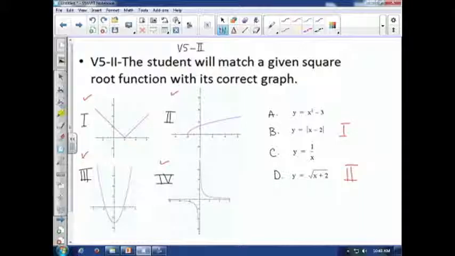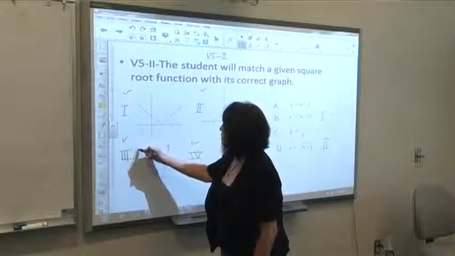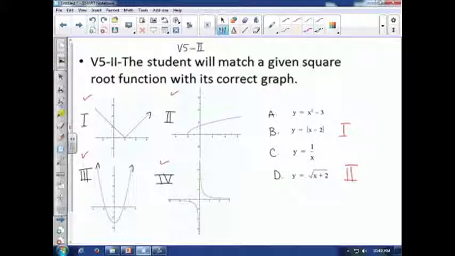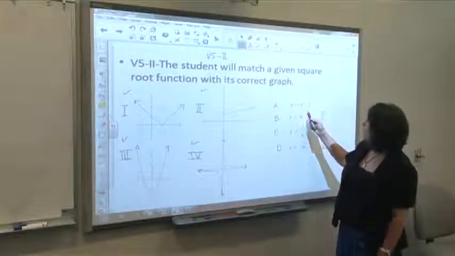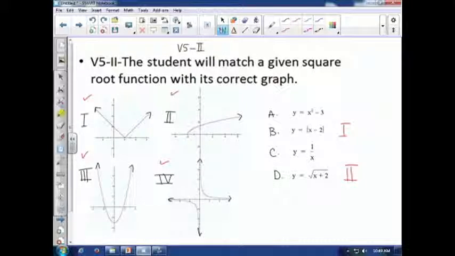And the third one, it looks like it's a parabola. All of them continue in this fashion. Same thing here. So this looks like a quadratic function, so I would map it with the first one. So that would be graph number 3. And then graph number 4 looks like what's left is a rational function. So that would be graph number 4.